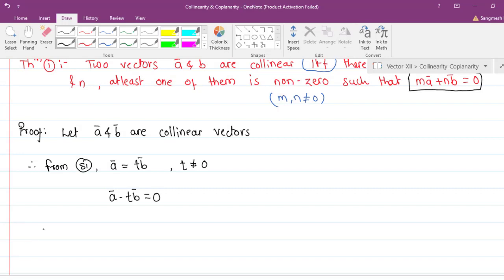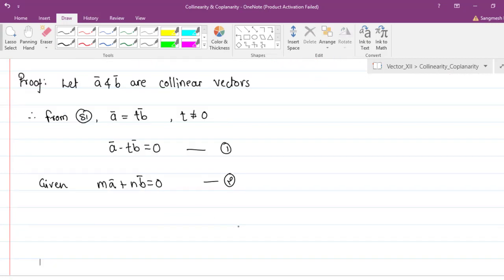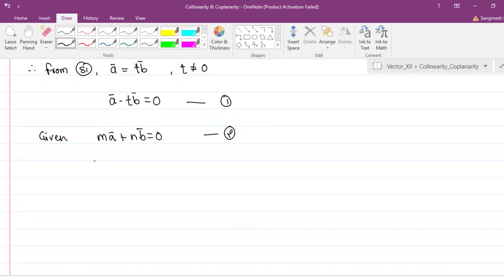What is given is m a bar plus n b bar equals 0. Write down this equation as number 1 and this as equation number 2. So simplify equation number 2. I will be dividing equation number 2 by m on both sides, so I will have a bar plus n upon m b bar equals 0.